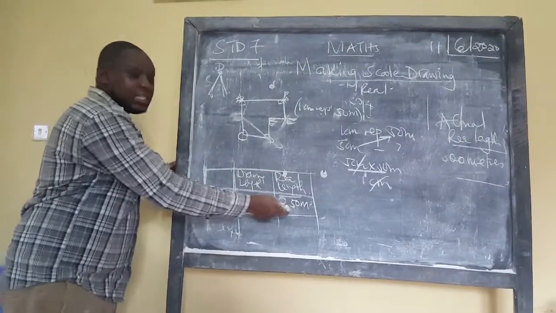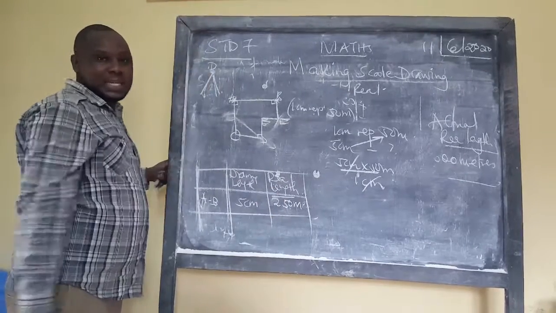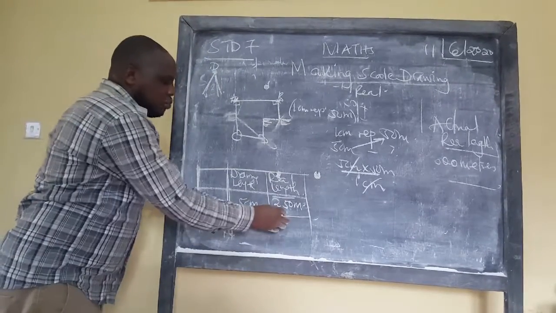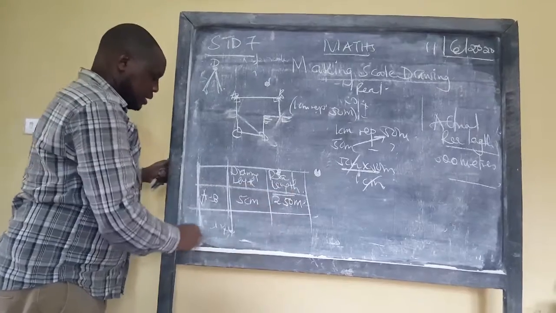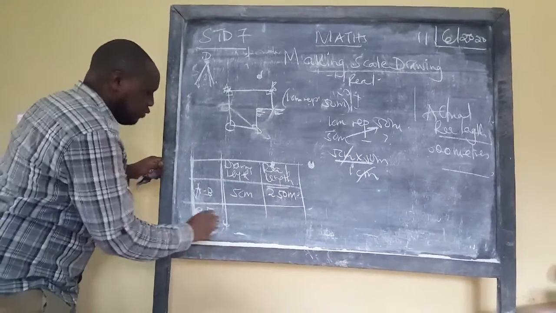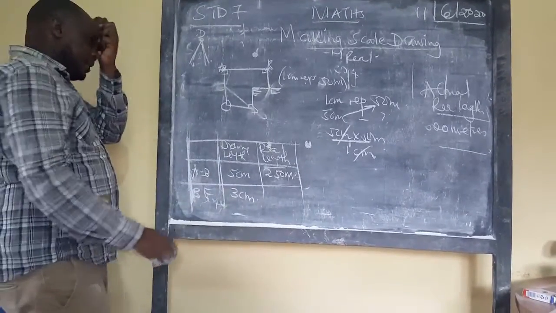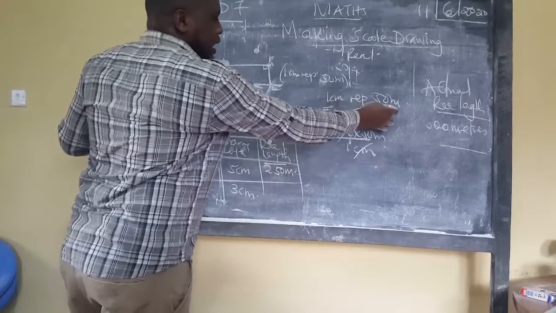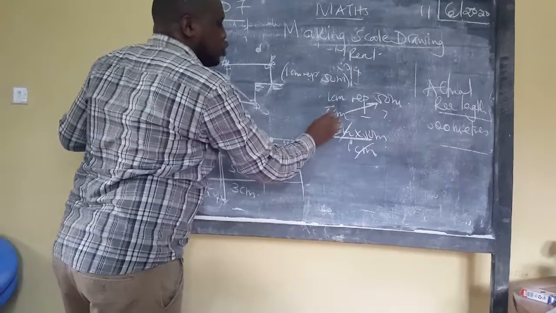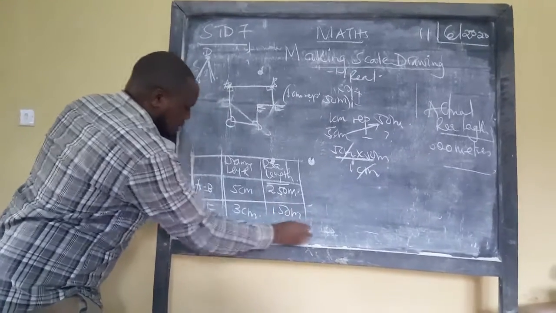Don't dare write here centimeter. This is what is on the ground, the real length. So that is supposed to be in meters. So this is going to be meters. But for example, you measure BE, and you find that that is 3 centimeters. The same thing will happen here. That 1 centimeter represents that 50 meters. What about 3? So you multiply 3 times 50, and this will give you 150 meters.